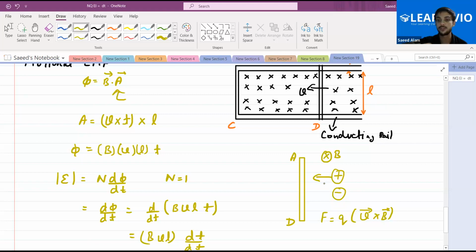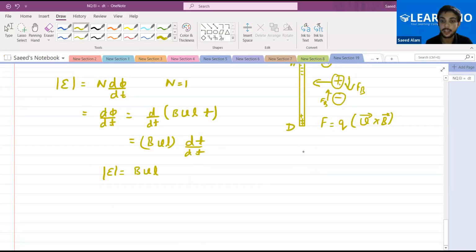If you see V cross B, do you think that the force on these positive charges will be in this direction, downward? And the force on this negative charge will be just opposite of that. So do you agree that all the positive ions will get accumulated at this particular side and all the negative ions will get accumulated on this side? That means this rod that I was talking about will behave like a potential difference, an EMF, looking like this. Any doubt? No?